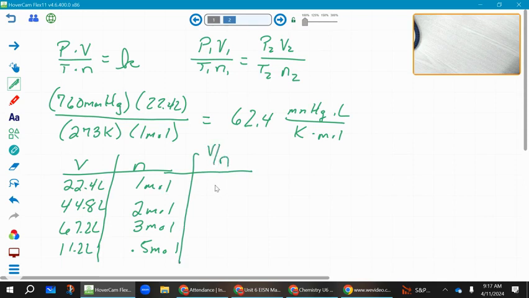What's V divided by N here? 22.4. 22.4. 22.4. So this ratio never changes at STP, does it? No. It gives us the same constant, right? Is there anything else I can put into here? No, that's all of it, right?